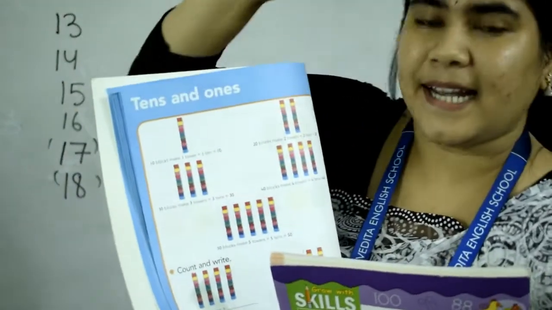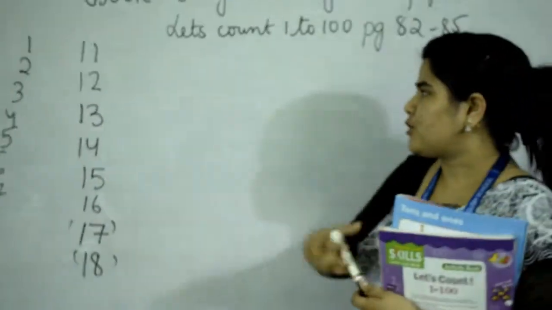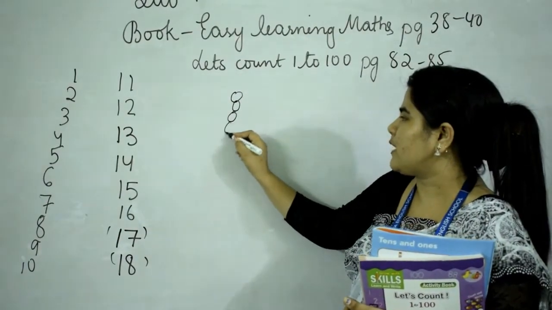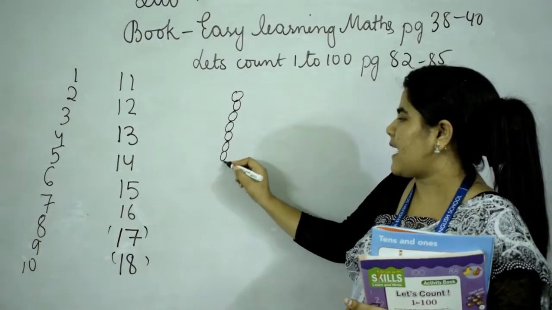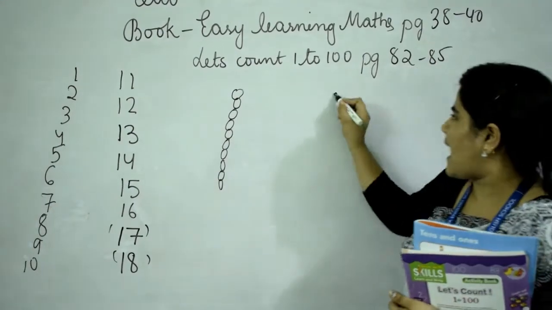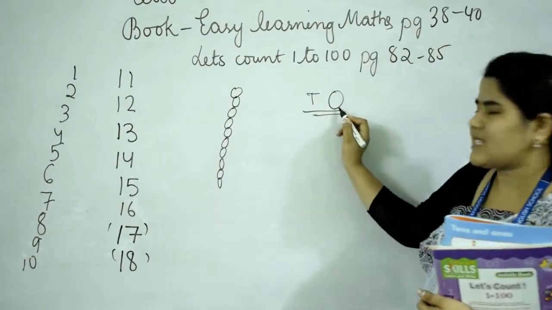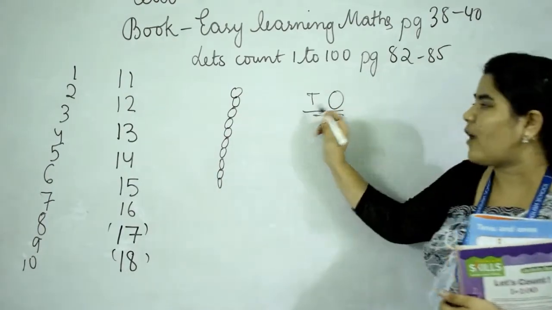This stick contains 10 blocks. I'm going to show you this on the board. Suppose these are the blocks. 1 2 3 4 5 6 7 8 9 10. This is the system. So what comes first? Ones comes first, O for ones and T for tens.